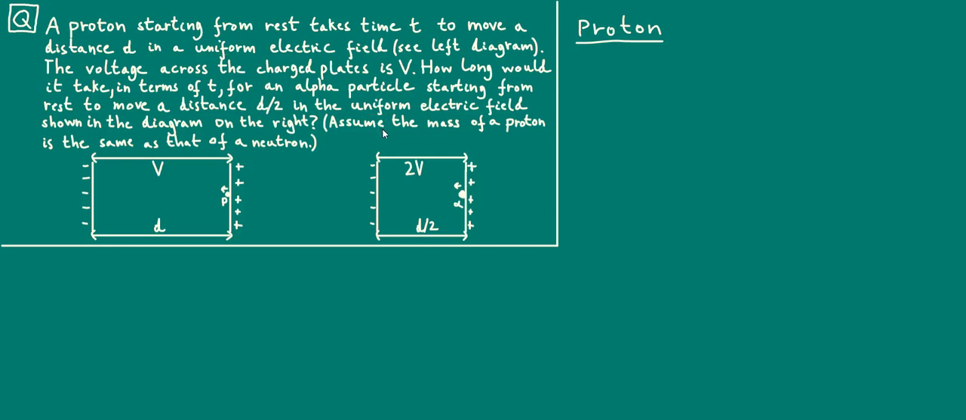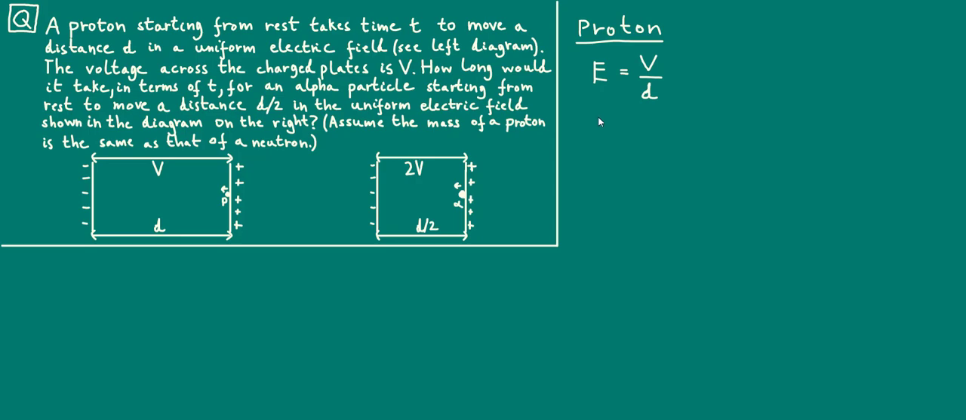Now, hopefully you'll know that for a uniform electric field, the electric field strength E is given by the voltage V between 2 points divided by the distance separating those points, d. Now, a uniform field means that the proton will experience a constant electrostatic force to the left here as it moves, and will therefore undergo a constant acceleration.